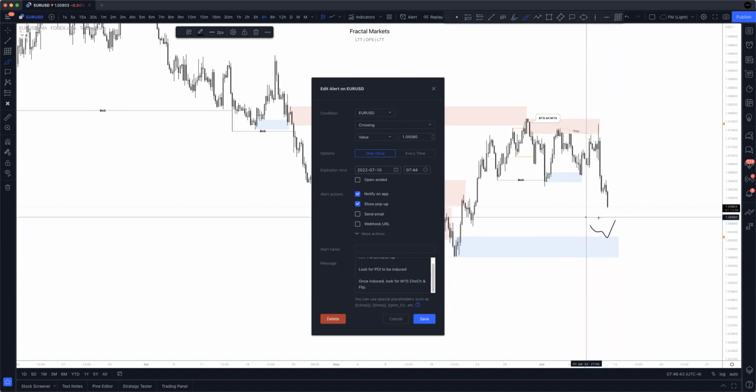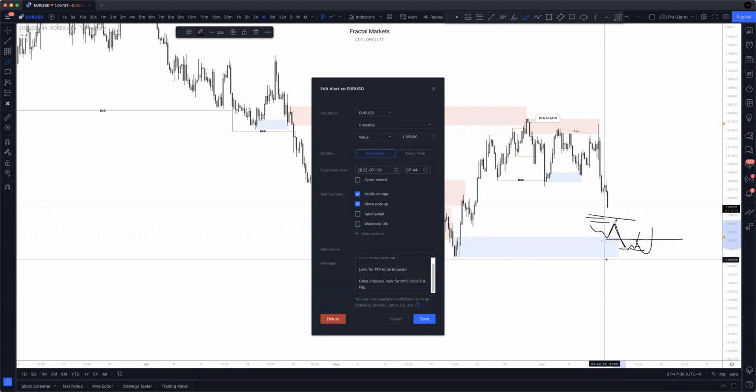We have nothing. Ideally, I want to see a mitigation. I want to see a drive down. And then we can start looking to take this against this liquidity, right? So once this actually happens, once we've induced this level, so we've tapped in, okay, once we get the initial reaction, we want to have our next alert sitting just below this low. Why? Because that would basically signal that we have a sweep, right?